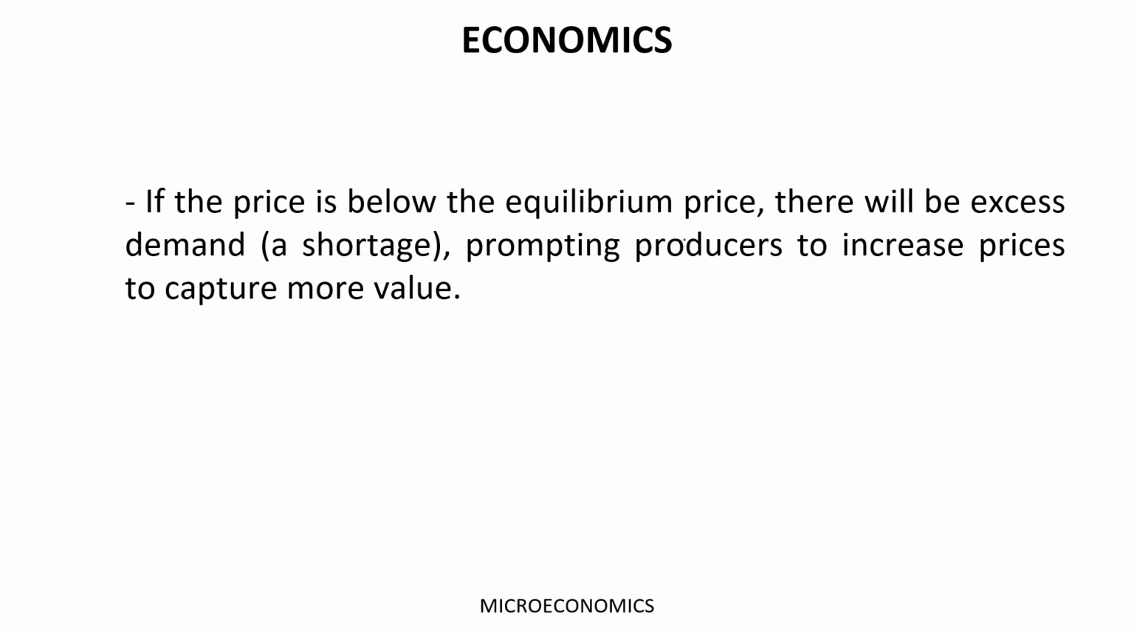Alright? If the price is below the equilibrium price, there will be an excess demand, a shortage, prompting producers to increase prices to capture more value. Alright? So now you can say demand is in excess, because whenever the price goes down, the demand goes up. In this condition, the prices are down, so the people will demand more and more so that they could buy more things at less price. Okay. So in this condition, the demand will be in excess.